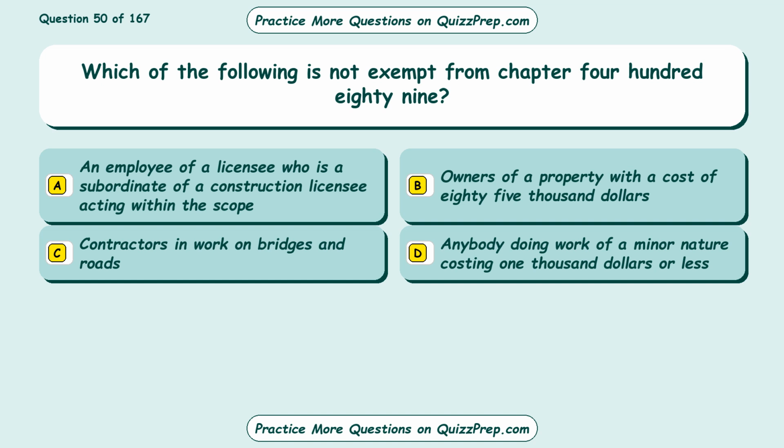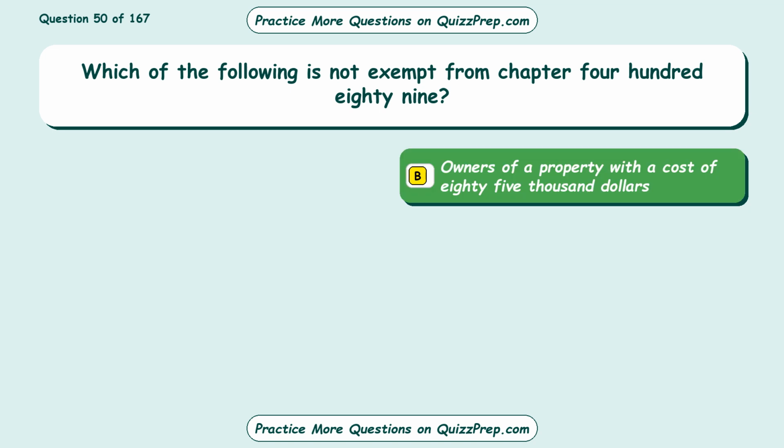Option A, an employee of a licensee who is a subordinate of a construction licensee acting within the scope. Option B, owners of a property with a cost of $85,000. Option C, contractors and work on bridges and roads. Option D, anybody doing work of a minor nature costing $1,000 or less. The correct answer is option B, owners of a property with a cost of $85,000.